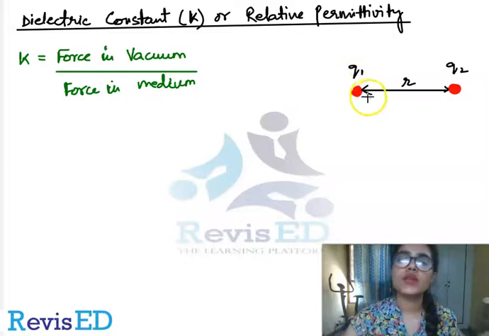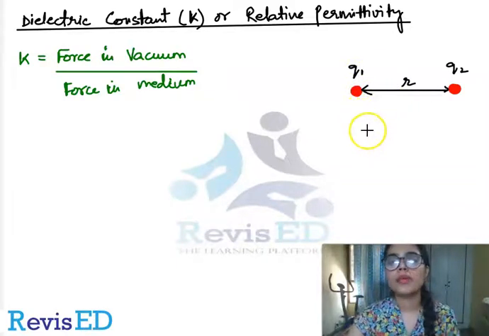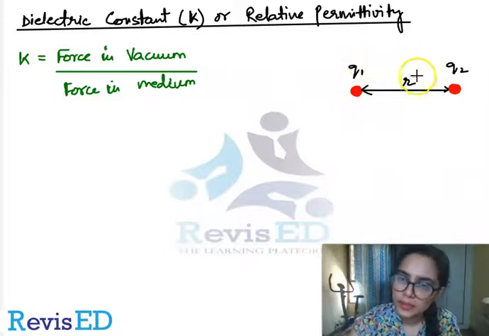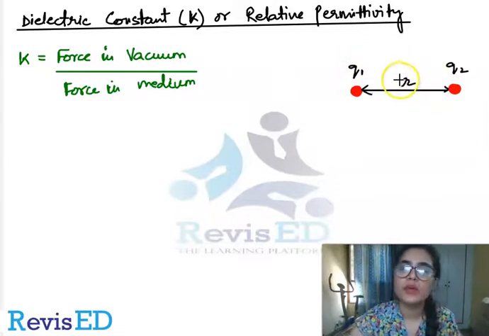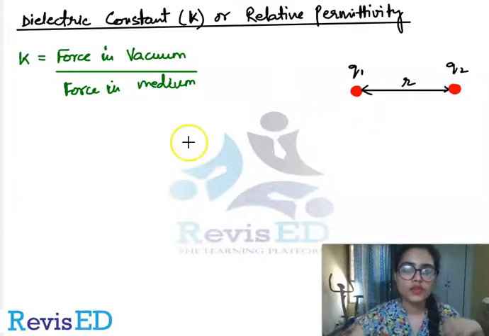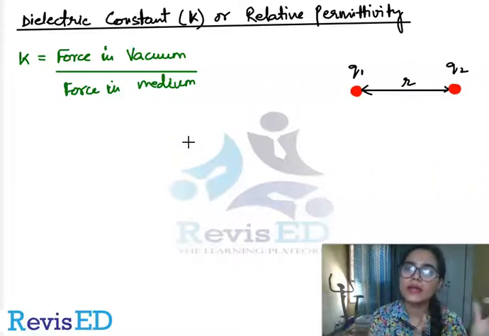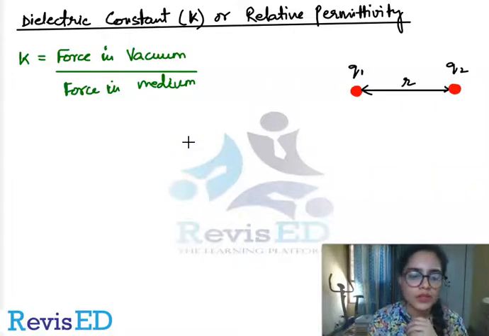So we are talking about the ratio of force in vacuum to force in medium. Charges remain the same and the distance between them remains the same. The only thing that changes is that earlier it is in vacuum and then it comes into a medium. So the ratio of these forces, vacuum to medium, is your dielectric constant. Let us see how we can derive the formula for the same.